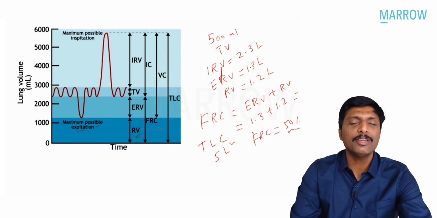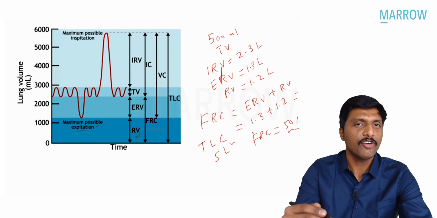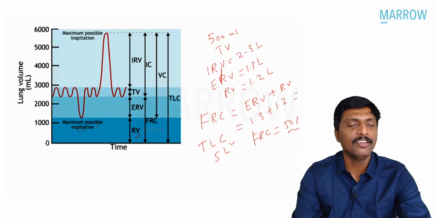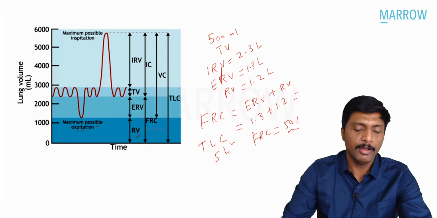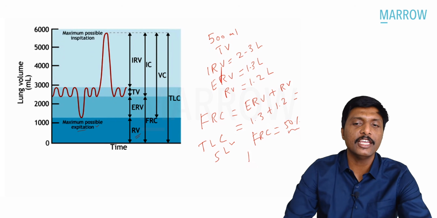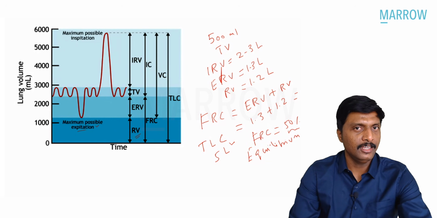This is considered to be the midpoint, the halfway. In the halfway of the entire total lung capacity, we get our FRC. This half point, midway point, is also called the equilibrium point. That is why you also call this the equilibrium volume. FRC, 50% of total lung capacity, also called the equilibrium volume.